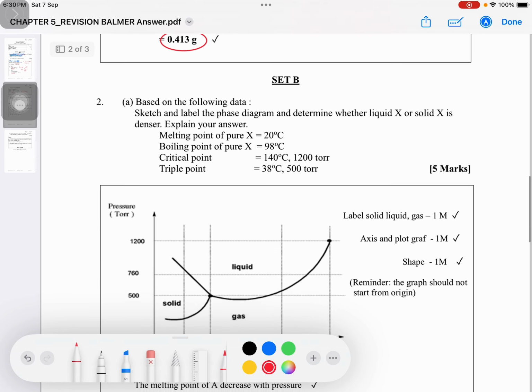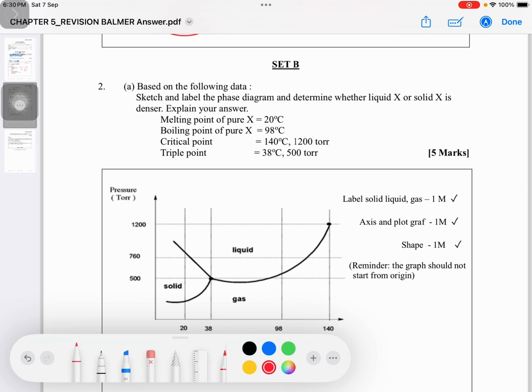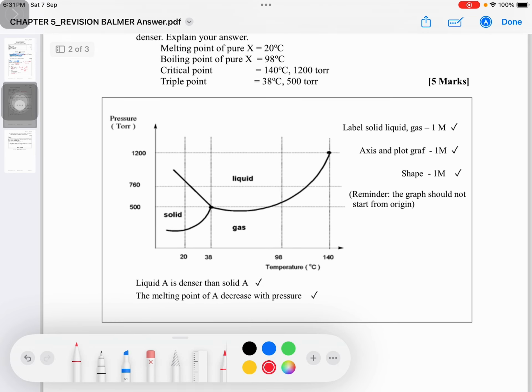Alright, for Set B, based on the following data, sketch and label the phase diagram and determine whether liquid X or solid X is denser. Explain your answer. Given the melting point of pure X is 20 degrees Celsius, the boiling point of pure X is 98 degrees Celsius, and the critical point is 140 degrees Celsius and 1200 torr, while the triple point given is 38 degrees Celsius and 500 torr. So, sketch and label the phase diagram.